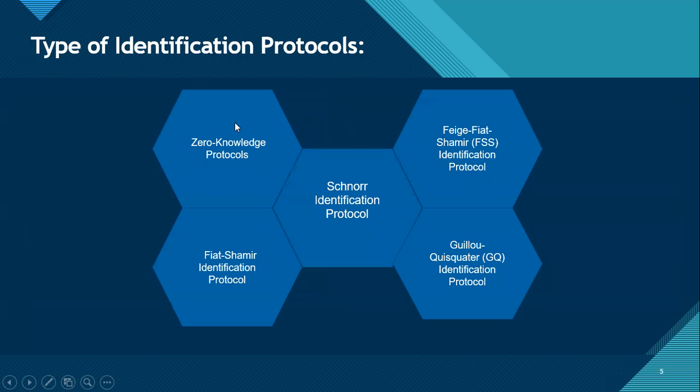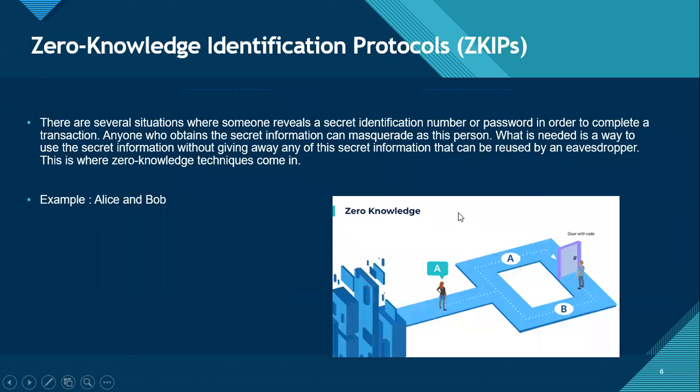There are 5 types of identification protocols: zero-knowledge protocols, Fiat-Shamir identification protocol, Schnorr identification protocol, Fiat-Shamir identification protocol, Guillou-Quisquater identification protocol. Zero-knowledge identification protocols.